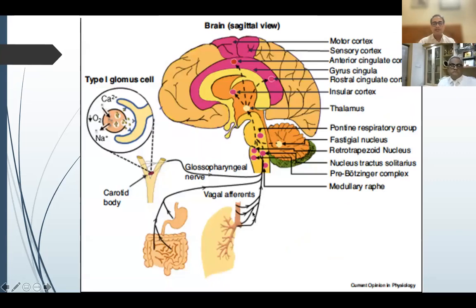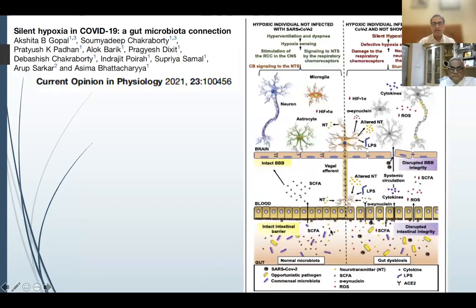So this is the picture which I just described, and this is how the different afferents take this virus to the brainstem and involve different important nuclei in the caudal brainstem, responsible for the respiratory drive. And another very interesting hypothesis is silent hypoxia in COVID-19, a gut microbiota connection. This is a hypothesis which gained importance recently.